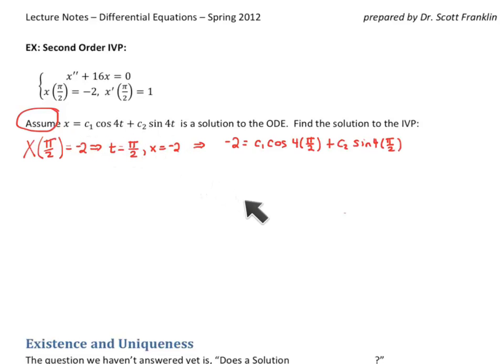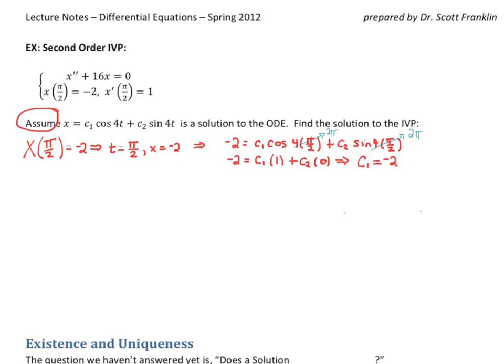So you end up with negative 2 equals c1 cosine of 4 pi over 2 plus c2 sine of 4 pi over 2. 4 pi over 2 is actually just 2 pi in both cases here. So cosine of 2 pi is positive 1 and sine of 2 pi is 0. So you end up with negative 2 equals c1 times 1 plus c2 times 0. So we're fortunate here that the c2 drops out, and we see that c1 is just negative 2.